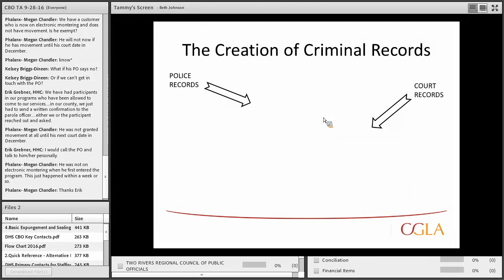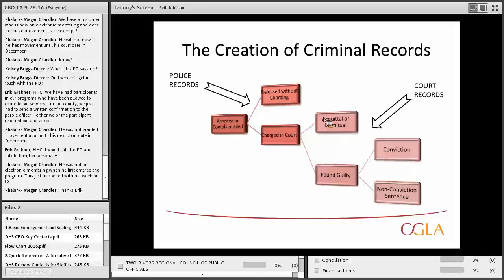I'm going to start off with criminal records themselves, the creation of criminal records. A criminal record comes from two sources: the police, who arrest you, and the court, who processes you. Whenever we're determining what's on somebody's record, we're looking at a combination of those two sources.